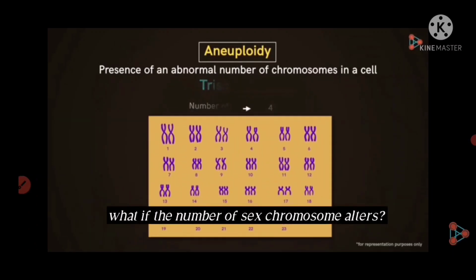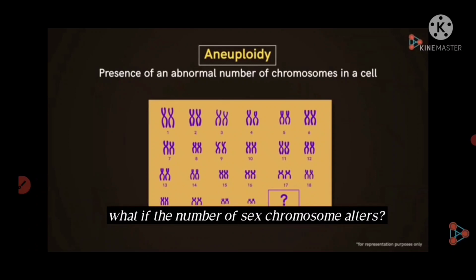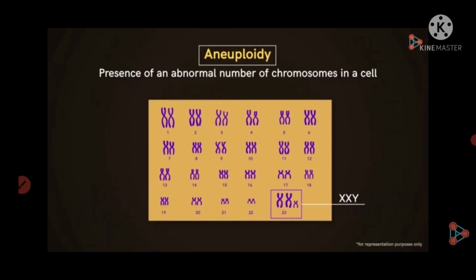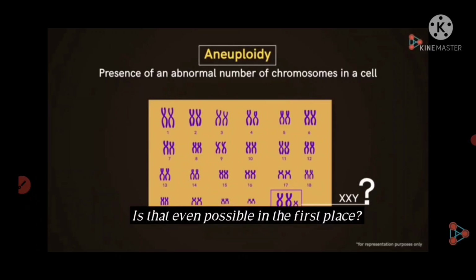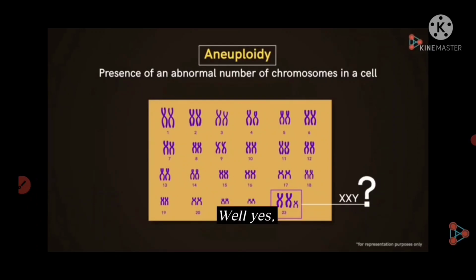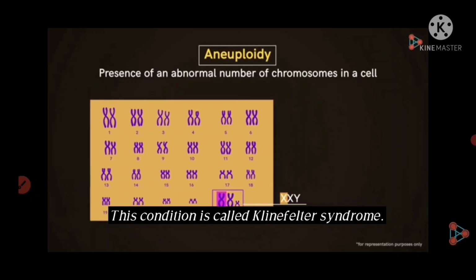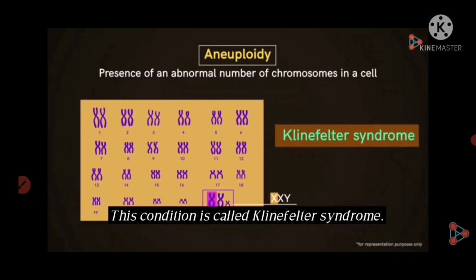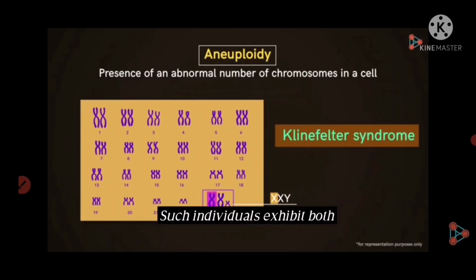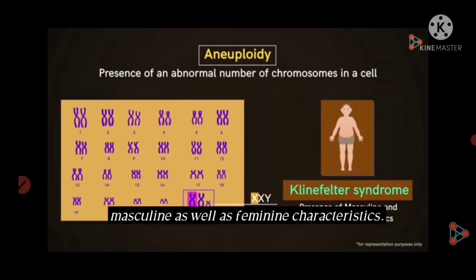Now tell me, what if the number of sex chromosomes alters? So instead of XY, what if an individual has XXY? Is that even possible in the first place? Well, yes. There can be individuals with an additional X chromosome. This condition is called Klinefelter syndrome. Such individuals exhibit both masculine as well as feminine characteristics.